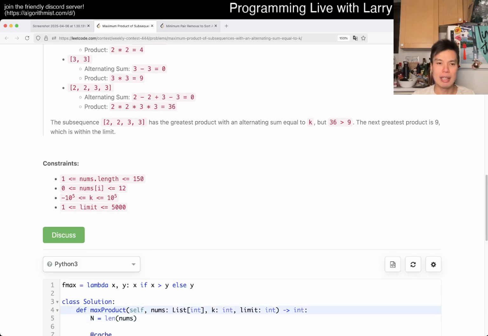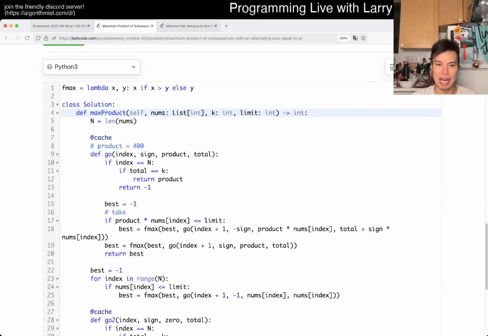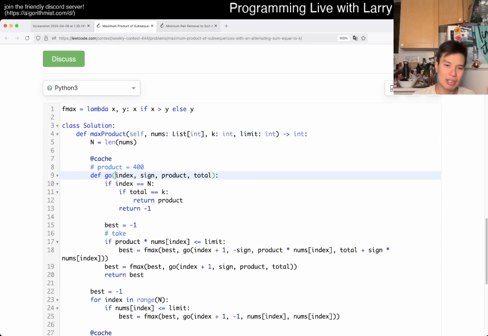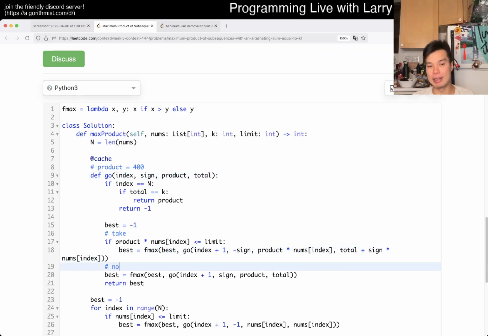So the way that I end up doing it is by doing dynamic programming. I wouldn't say it's straightforward, but it's not a difficult dynamic programming, in the sense that it's a very standard take, no take once you define the state, right?